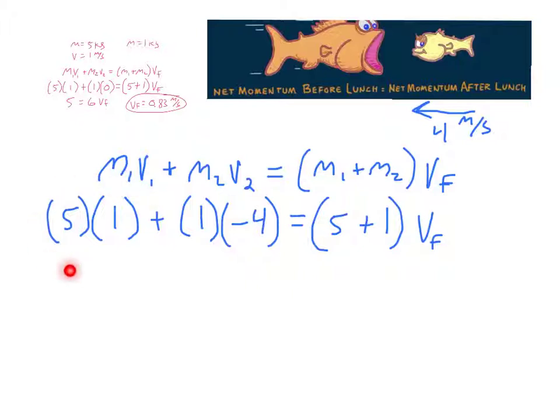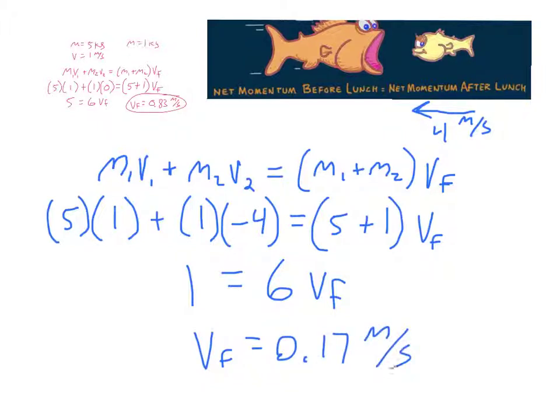So things are still the same here for our big fish. He has a momentum of 5 kilogram meters per second. But our small fish is moving in the other direction, so we count his velocity as negative. He's moving in the negative direction, which means that our total momentum before the collision is just 1 kilogram meter per second. We still have an increase of mass to 6 kilograms. How does this affect our final velocity?